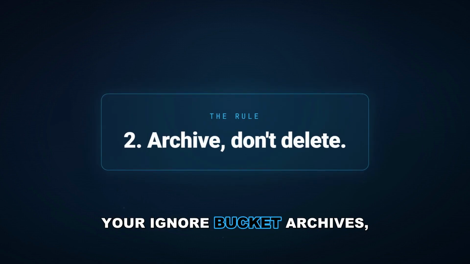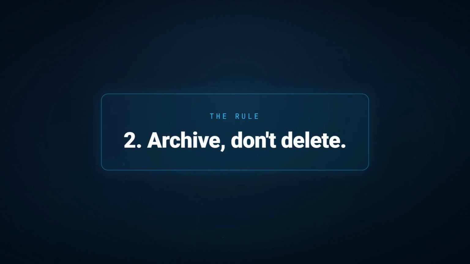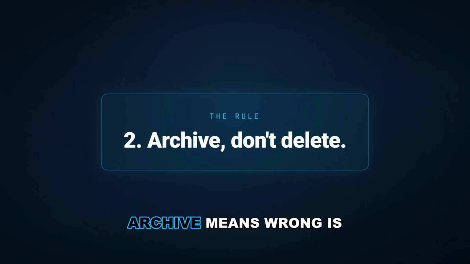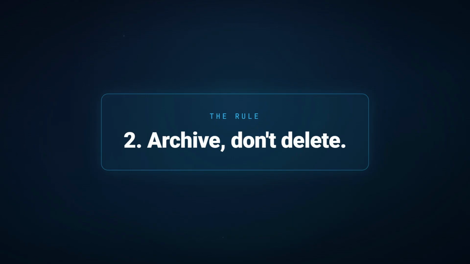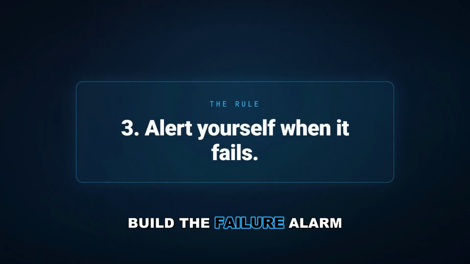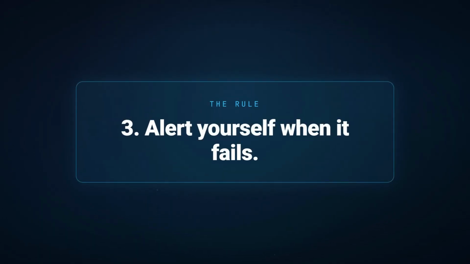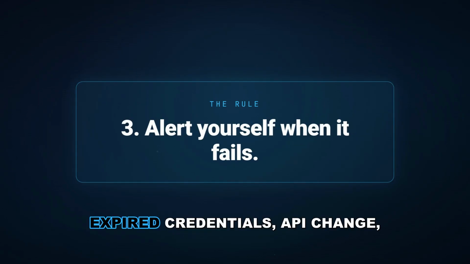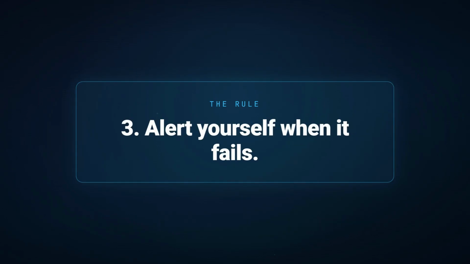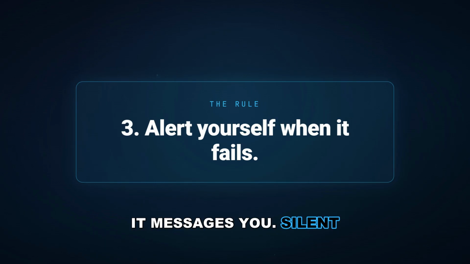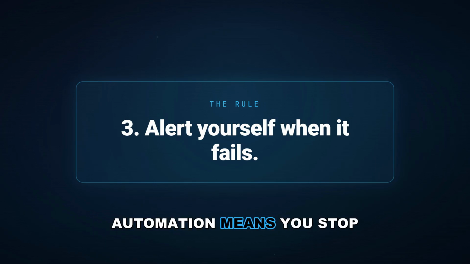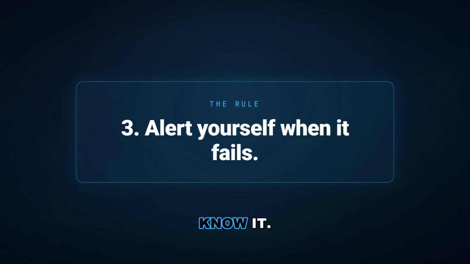Your ignore bucket archives, it never deletes. The classifier will be wrong sometimes. Archive means wrong is recoverable. Delete means wrong is permanent. Build the failure alarm before you go live. If the workflow errors, expired credentials, API change, it messages you. Silent failure in an inbox automation means you stop seeing emails and don't know it.